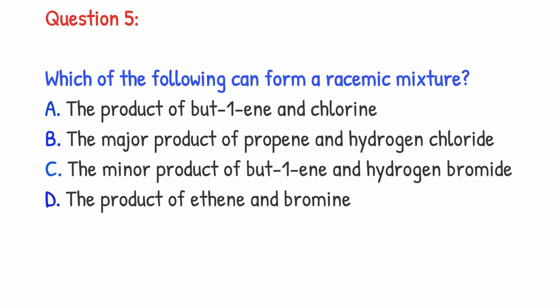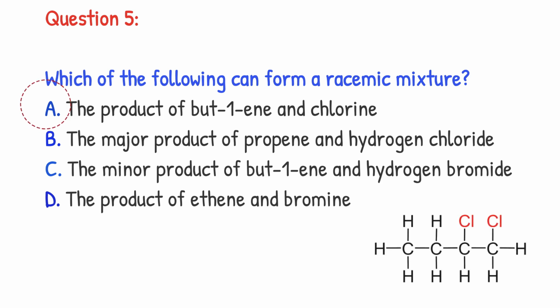Question 5. Which of the following can form a racemic mixture? The correct answer is A, because the product of but-1-ene and chlorine will be 1,2-dichlorobutane. Carbon 2 is chiral because it is bonded to a hydrogen atom, a chlorine atom, an ethyl group, and a CH2Cl group.